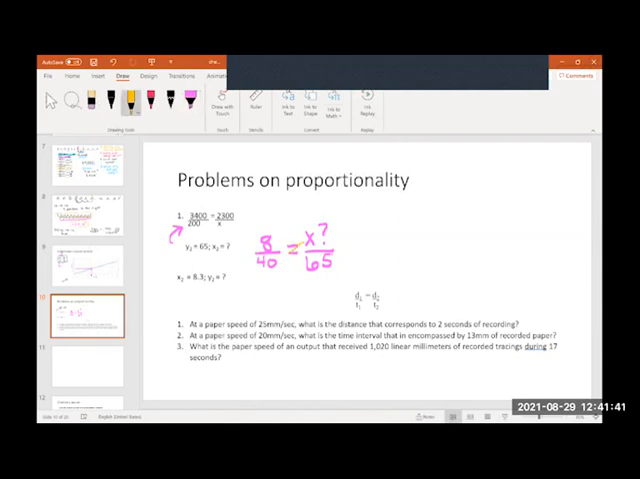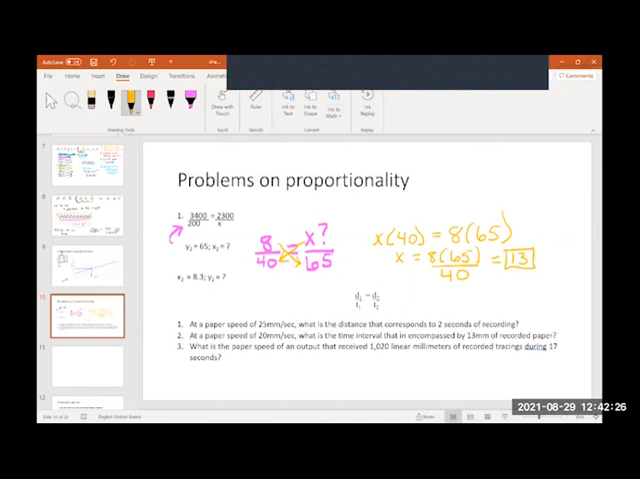You cross multiply. So if I cross multiply, I get x times 40 equals 8 times 65. So x would equal 8 times 65 divided by 40. I just do the math, 8 times 65 divided by 40, and I get 13. So x2 would be 13.